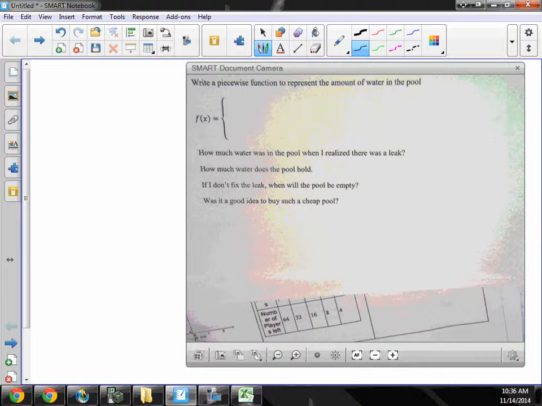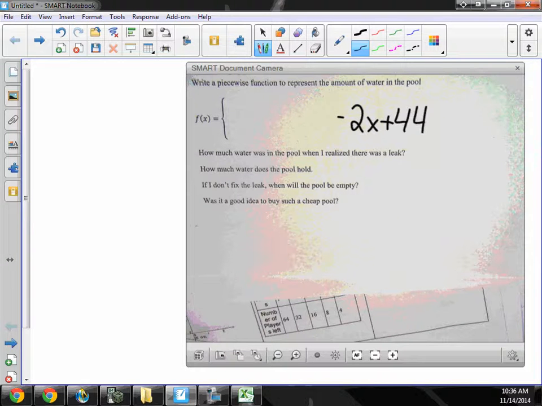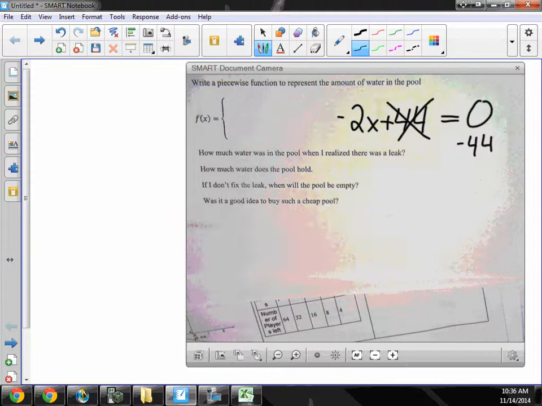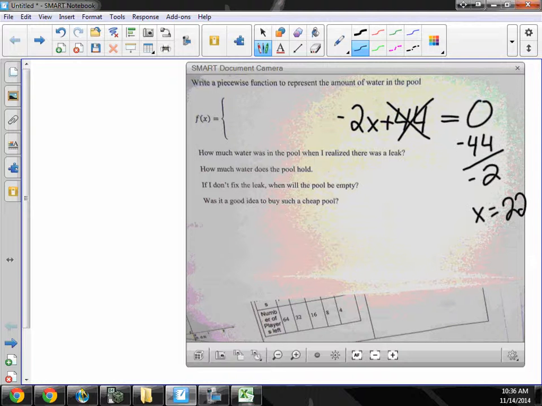That would work. You could just count it out and figure out when that equation is 0, or the equation is negative 2x plus 44. I want to know when this equation equals what number? 0. So I'd subtract 44. Then what? Divide by negative 2, and you get x equals 22 minutes.